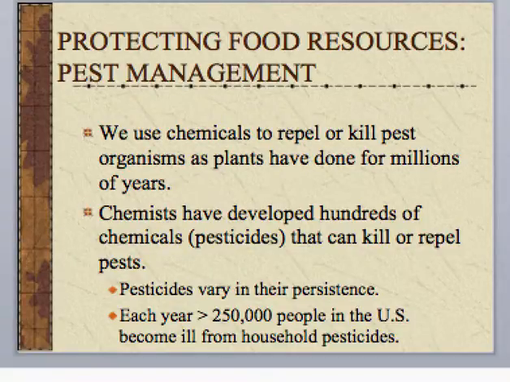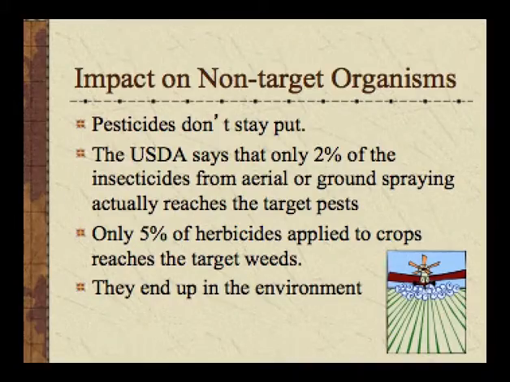So let's look more in depth at the classification. Let's look at some of the problems associated with pesticide use. First is that they don't stay put. When you look at malathion or DDT, which was sprayed, only about 5% of herbicides that are applied to crops reach the target weeds, and they end up in the environment, or they have runoff into your streams and lakes.